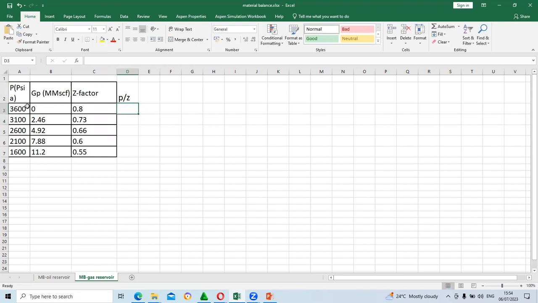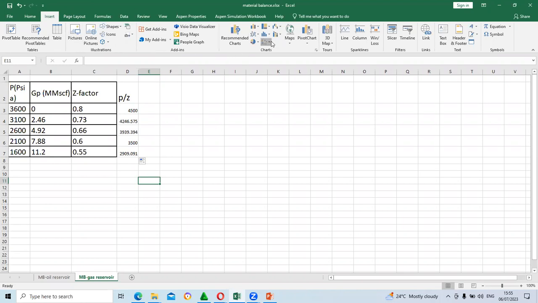P over Z means I take P, which is this. So I'll come to this column. I will put my equal to, because I want to put a formula. I will take P divided by Z. Then that's a value. So I take it down, and the rest of the formulas are then inputted and the calculation is done. So this is my value of P over Z. Remember, I want to draw a graph of P over Z against GP. This is GP, the gas that is produced.